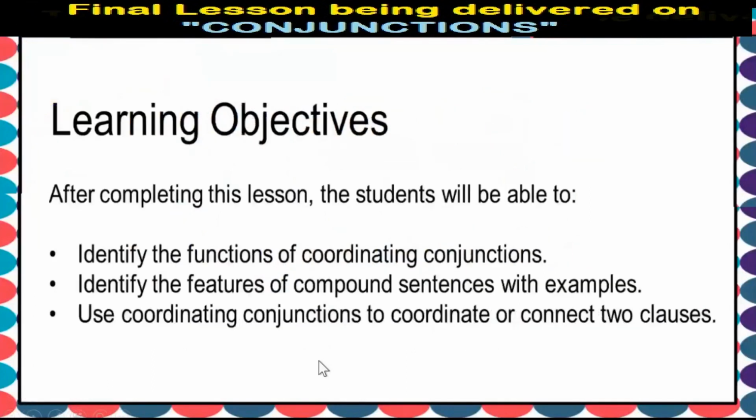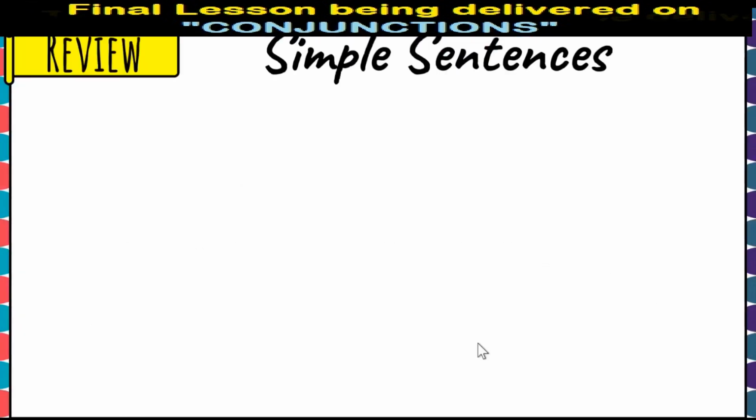conjunctions. And our learning objectives are to identify the functions of coordinating conjunctions, their features of compound sentences with examples, and use coordinating conjunctions to coordinate or connect two clauses. As we go around with the lesson, you will see that we will learn in simple words about coordinating conjunctions, how we use them to create compound sentences with examples, of course, and how they are used to connect the two clauses in a sentence.